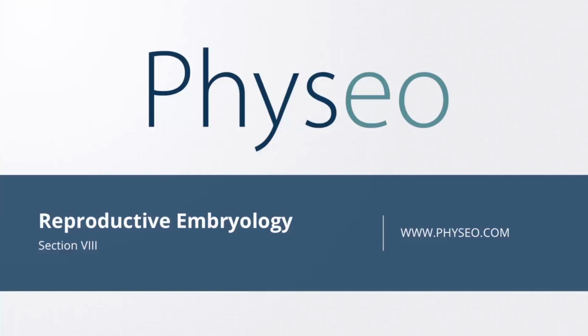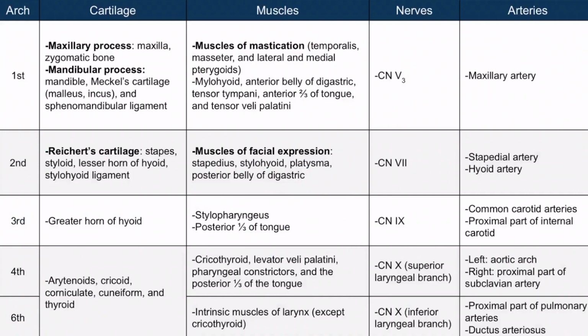Welcome to Section 8 of Reproductive Embryology. In this section, we'll be discussing the first and second pharyngeal arches. Let's get started. Before we dive into the image mnemonic, I'd like to briefly show you the table of information that we'll be memorizing over the next two videos.